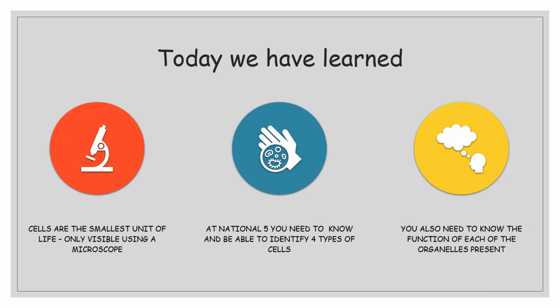And that completes the learning for today. Today we've looked at the cells being the smallest unit of life, only visible using a microscope. And we've talked about the National 5 knowledge you need to know to be able to identify 4 types of cells. So that's animal, plant, fungal and bacterial. And we've looked at very generic and unspecialised types of cells. And we will look at specialised cells for both animals and plants later on in National 5. You should also be able to know and identify the function of each of the organelles present and relate that back to maybe diagrams that you will be presented with in tests later on in the year.